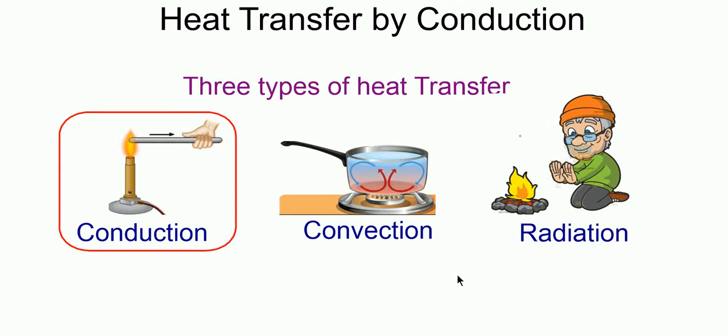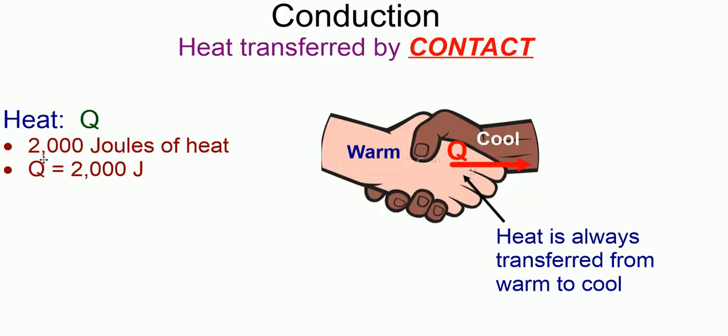You know, in part because you studied this in middle school, there are three ways for heat to be transferred: conduction, convection, and radiation. In this video, we'll discuss conduction. Before I do that, heat is represented by a capital Q, isn't it? So if I say 2,000 joules, by the way, joules is the unit of measure, if I say 2,000 joules of heat, we'll say Q equals 2,000 J.